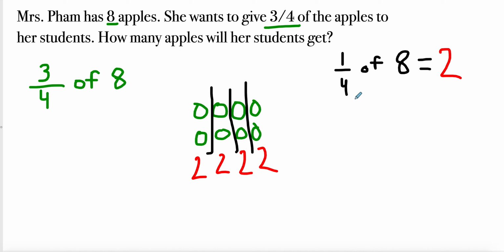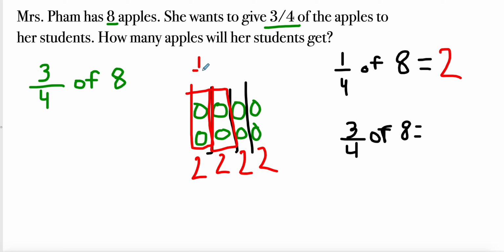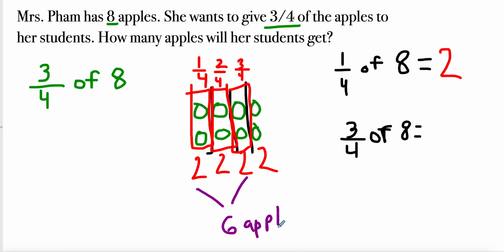But don't forget, I want to find what's 3/4 of 8. So that means I need to take 1/4, which is 2, and make 3 groups of that, or multiply that by 3. So here's 1/4. 2/4. Let me label this up here. 1/4, 2/4, 3/4. And if I count all the items in these 3/4 of 8, I would see that I have 6 apples. So 3/4 of 8 is 6.